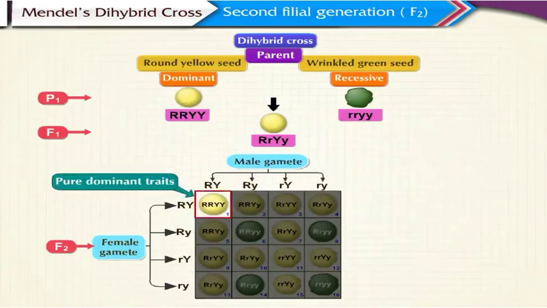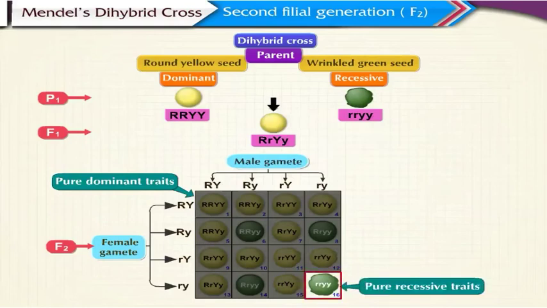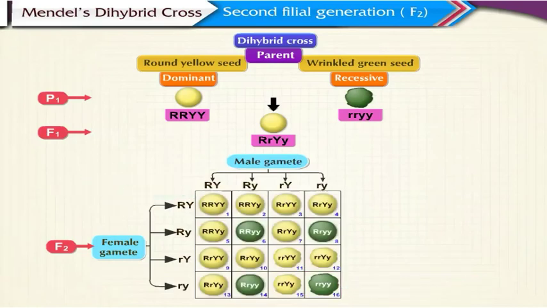The square numbered 1 having genotype R, Y is pure dominant with round and yellow seeds, and square numbered 16 having genotype r, y is pure recessive with wrinkled and green seeds.